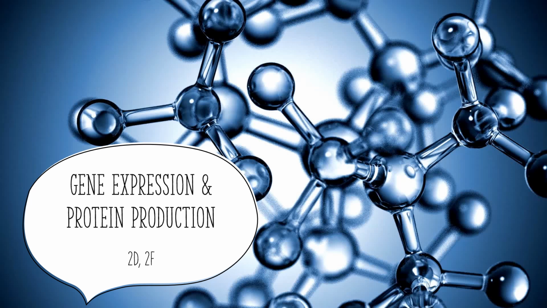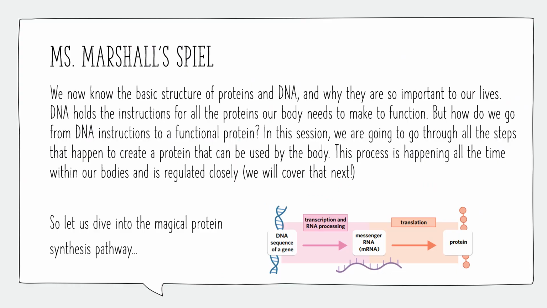So today we're going to be looking at chapter 2D and 2F. We've got a little bit out of order, but I think it will hopefully make sense when you see why. And we're looking at gene expression and protein production. So in our last lesson, we went through proteins, what they do, their basic structure, and DNA and what that does in its basic structure and why they're so important to our lives.